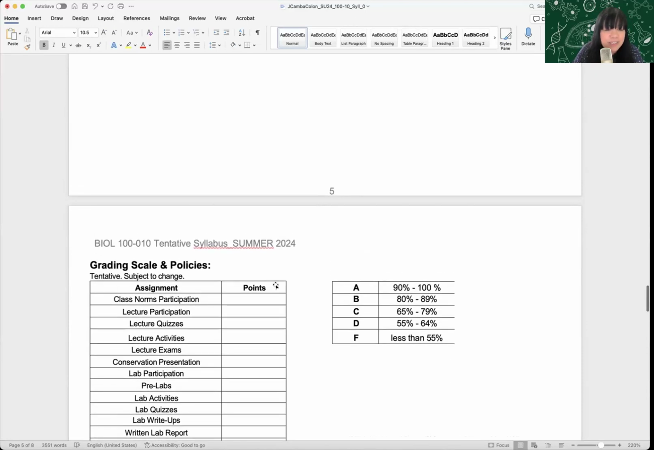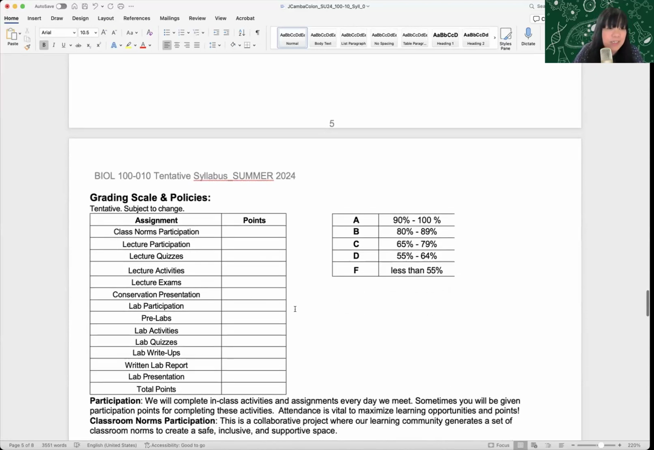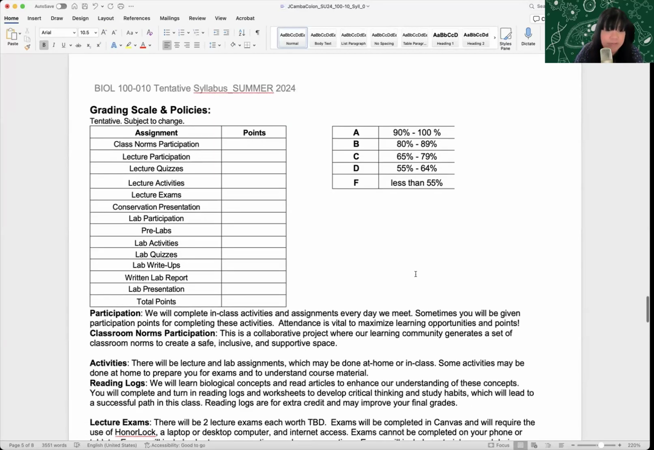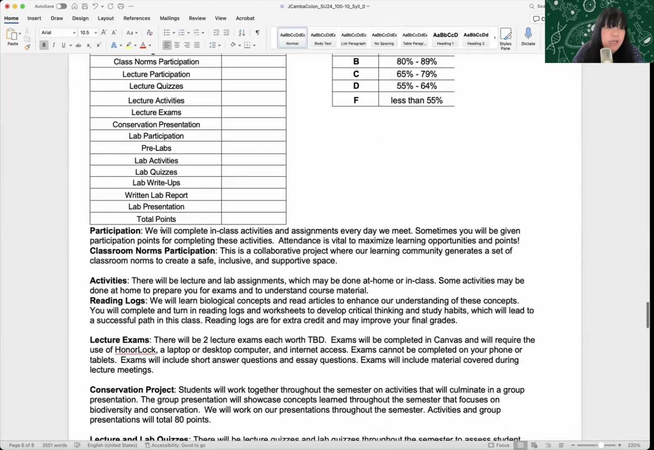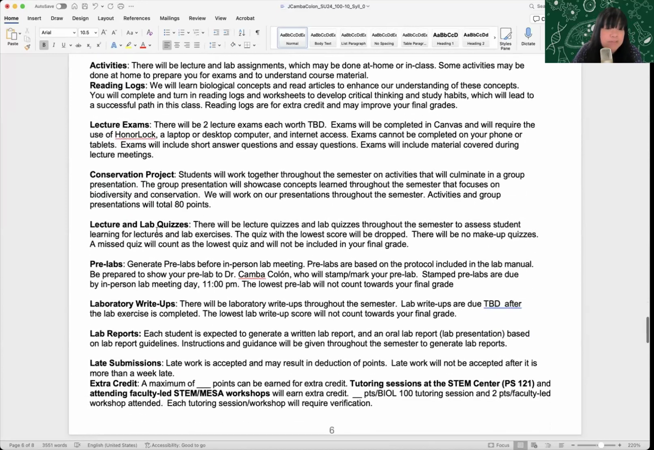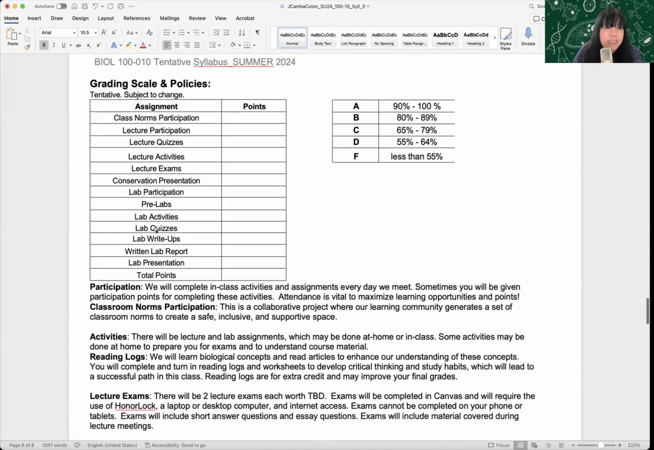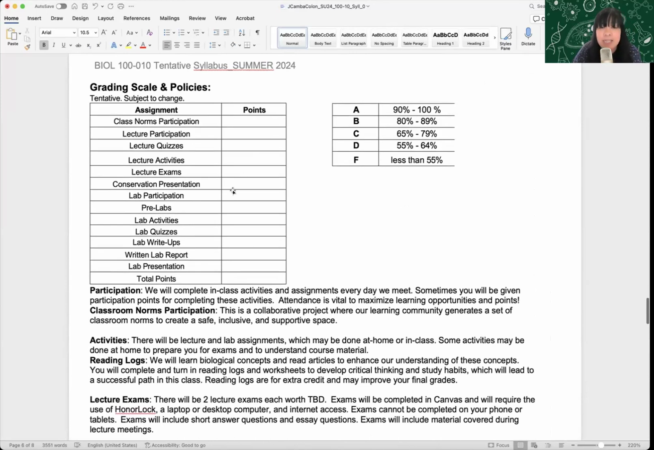All right. And then there's a portion in the syllabus that talks about grading scale and policies. So if you want to get an A, you should get 90 to 100%. If you want to get a B, it's 80 to 89%. A C will be 65% to 79%. And anything below 65 will give you a D, and anything below 55% is an F. Okay. So this will talk about the different assignments that we will be getting, and this will be a table and it'll have the points.